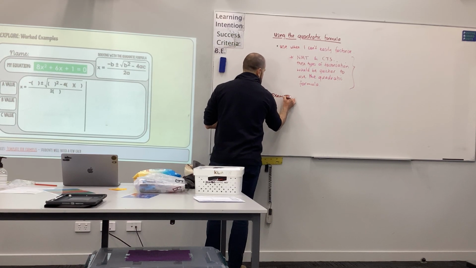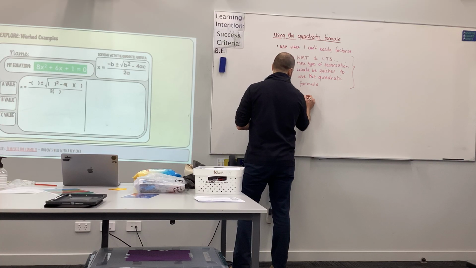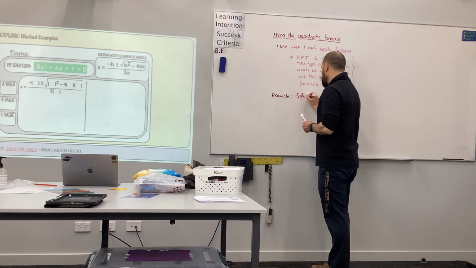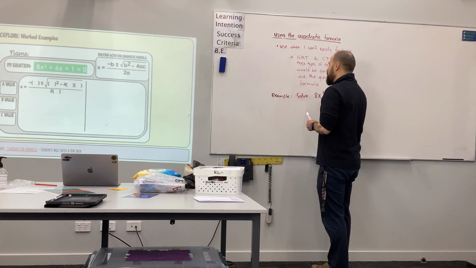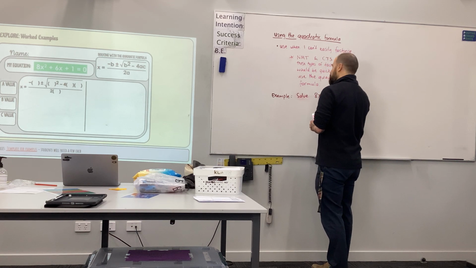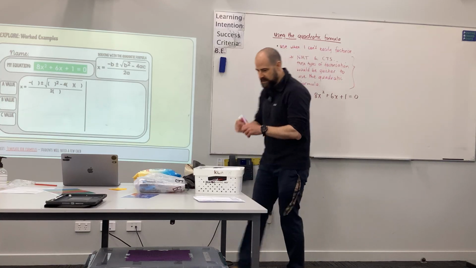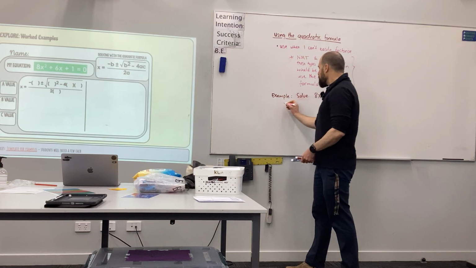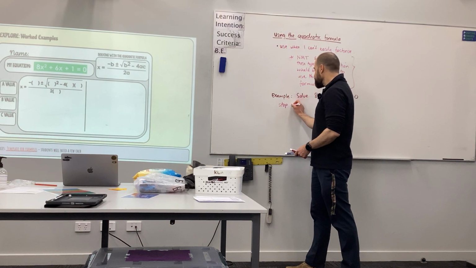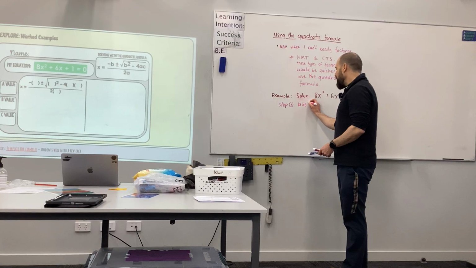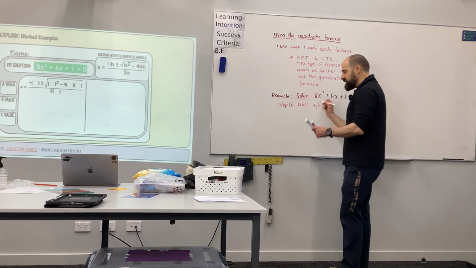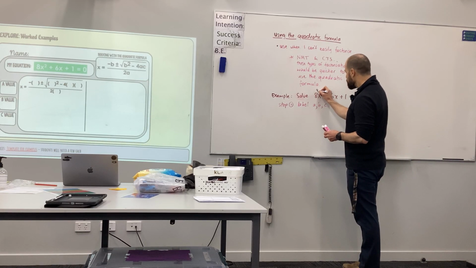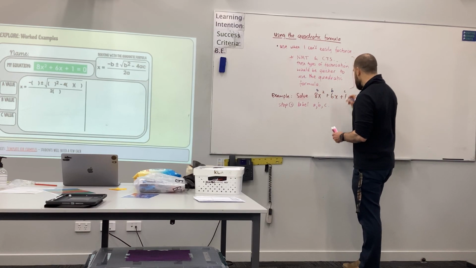How do we actually use this? So our example is to solve 8x squared plus 6x plus 1 equals 0. Okay, first thing we're going to do, we're going to label A, B, C so that we don't mix them up. So this is my A, this is my B, this is my C.